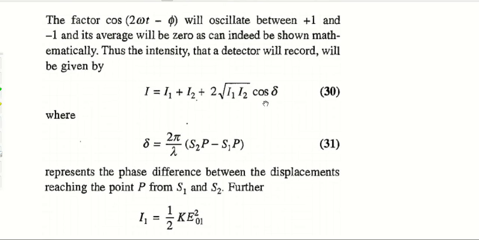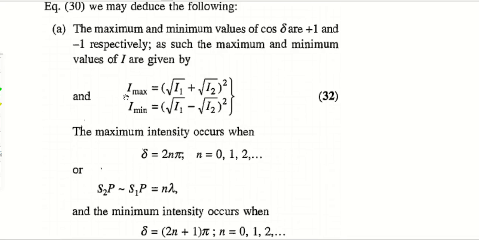So you can see cos delta is a periodic term, and this periodicity is not dependent upon time, it is dependent upon the position where you interfere, where you are measuring. So it can be +1, it can be -1, it can be 0 also. If it is +1, then I will be maximum. If it is -1, then I will be minimum, and those I max and I min are written here. And if those intensities are equal, then you can get the minimum intensity as 0, that is a pitch dark fringe will be seen, and the bright fringe will be brighter.